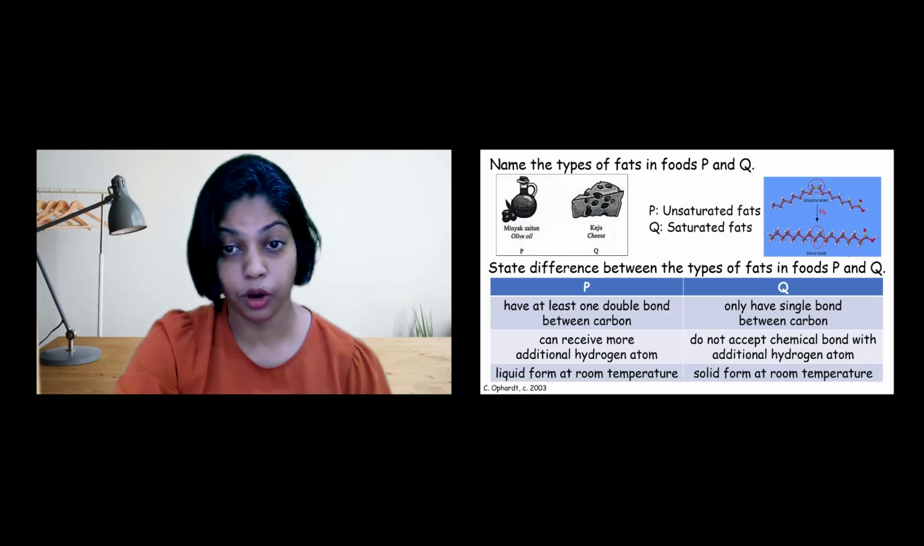Food P, which is olive oil, contains unsaturated fats, while food Q, which is cheese, contains saturated fats. The differences are unsaturated fats have at least one double bond between carbon atoms, whereas saturated fats only have single bonds between carbon atoms.